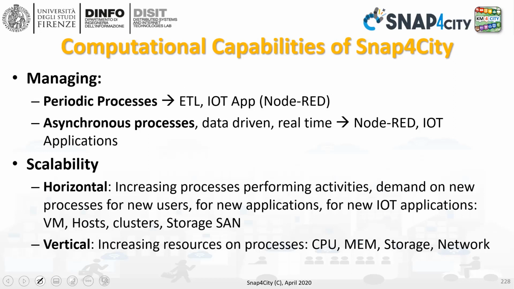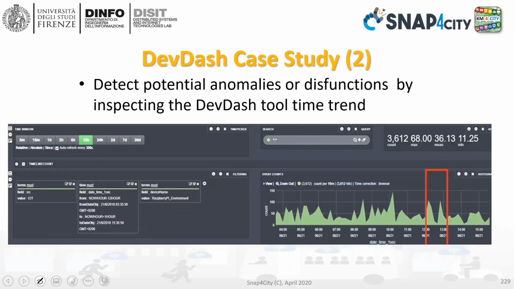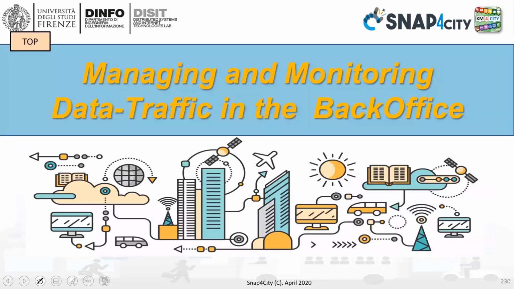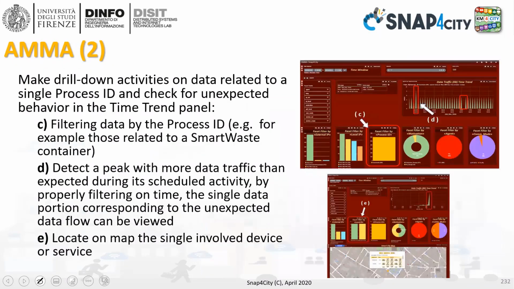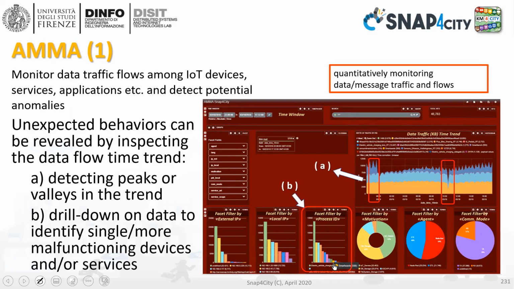You may have a synchronous process or asynchronous process. You may exploit horizontal and vertical scalability. In both cases, there are mechanisms for using them. The DevDash is the dashboard for monitoring the data entering in the data shadow. It is a powerful tool that is also visible. This is the tool for traffic flow monitoring that is called the AMA. AMA means analyzer for traffic flow.